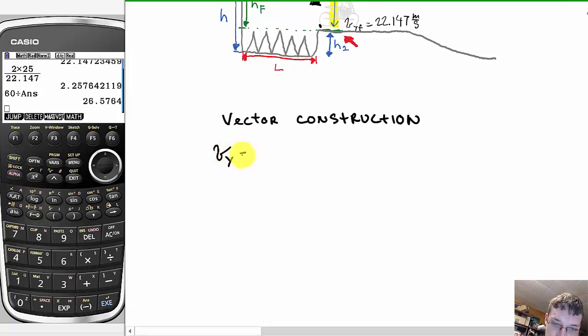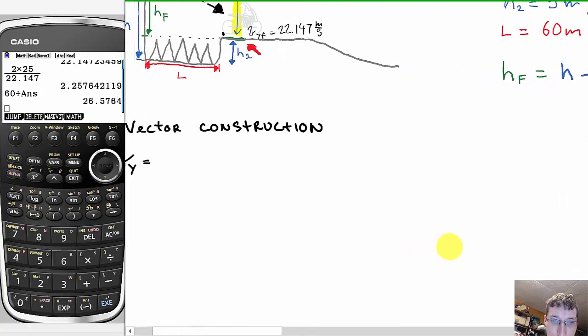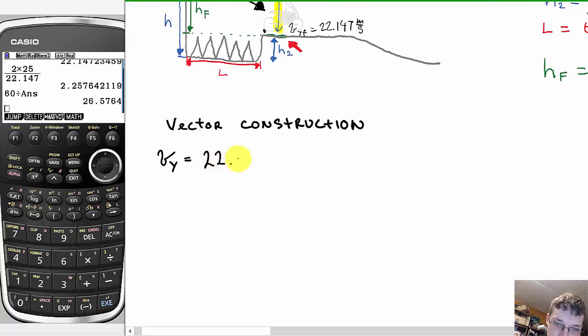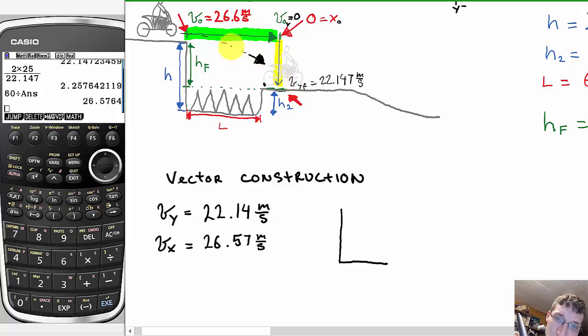So velocity in y is 22.14 meters per second. Velocity in x is 26.57 meters per second. Let's construct a triangle. And as you see, I'll look at my problem, and since Lulu is approaching this way, I know that the vector is going to face this way as well, so I'm constructing my triangle the way it makes sense in the picture.